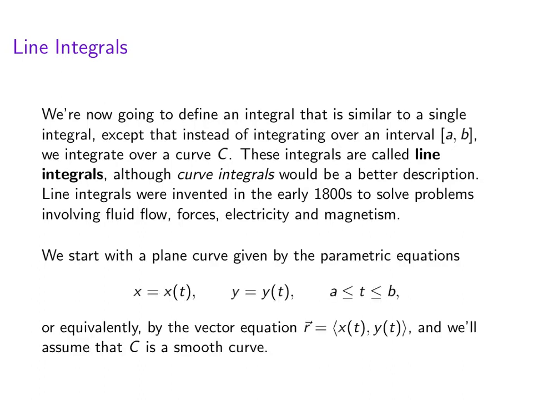What we'll do is start with a plane curve given by these parametric equations. We'll say x equals x of t, y equals y of t, and the t values go between a and b. Equivalently, we could say that we have a vector equation r equals x of t, y of t, and we're going to assume that C is a smooth curve. That means the component functions have continuous first derivatives.